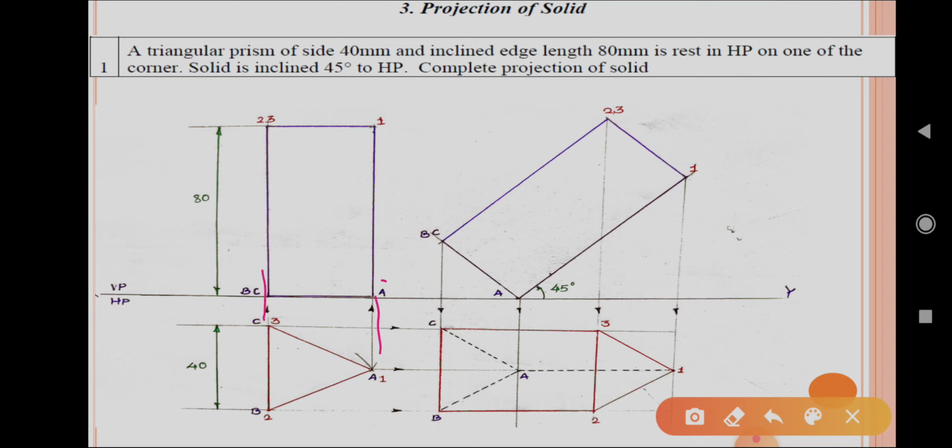Point A at the base with the horizontal distance, that is a point BC, we can mark at the corner, and then take the vertical projection lines with edge length. Inclined edge length is 80 mm, so we can take the height is 80 mm. Then complete the rectangle. At this point present 1 point and 2, 3 at the other side.